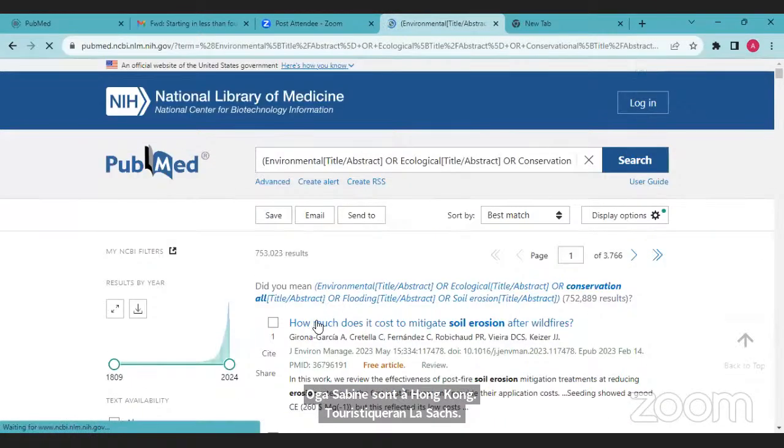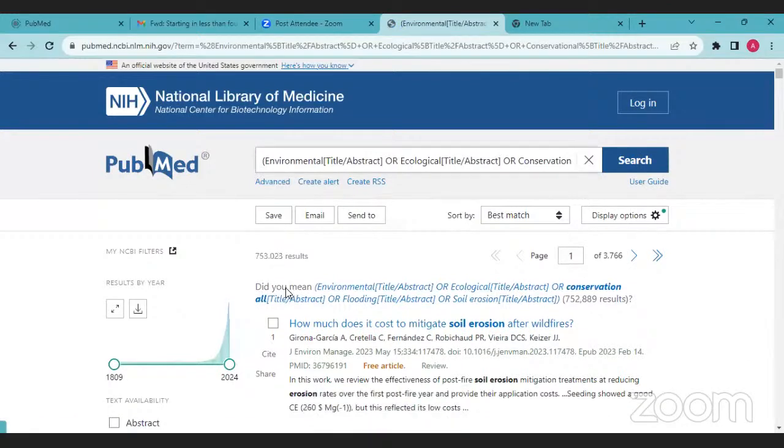Yes, I have run the search and it has given me 753,000 plus studies, but that is just one concept. Remember, I said that with systematic reviews, we are going to search concepts separately and then combine them with Boolean operator. And so that is my search. It's now in the history. It is saved in the history.